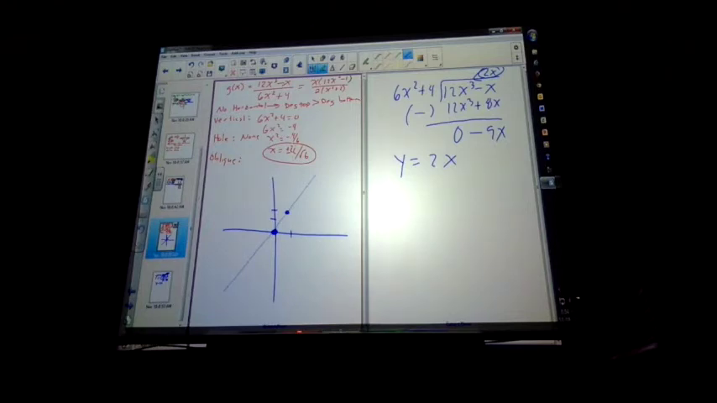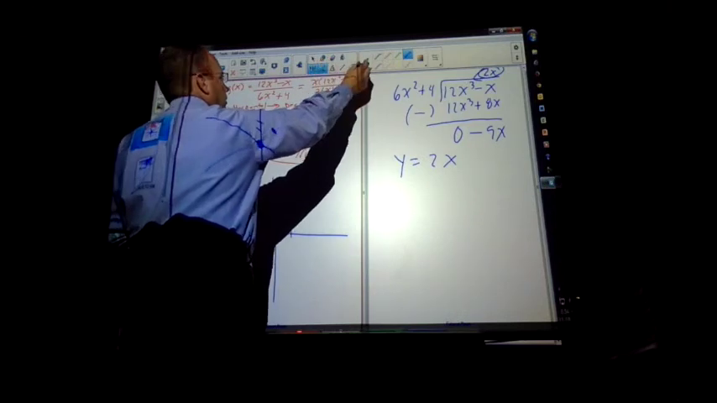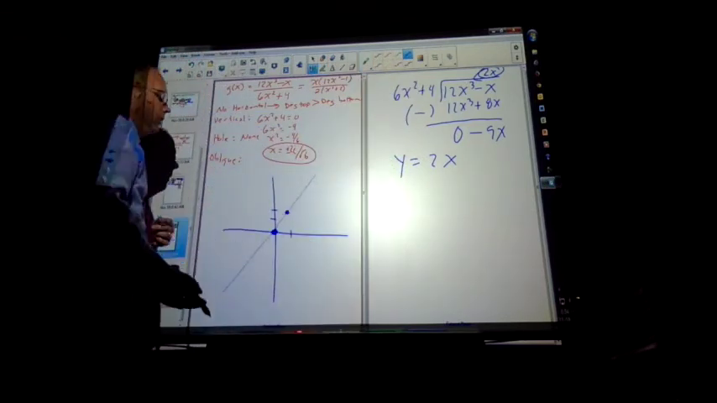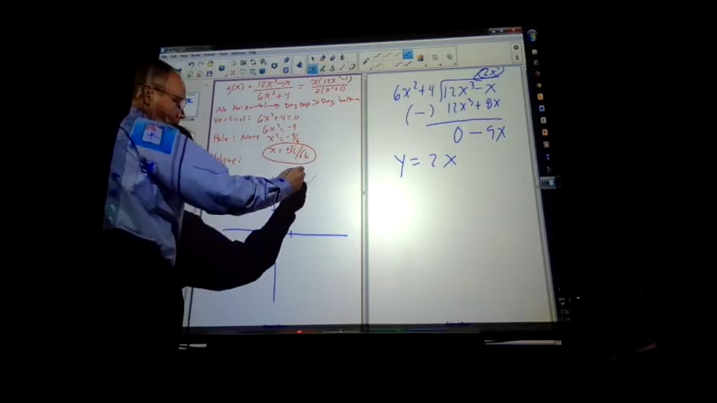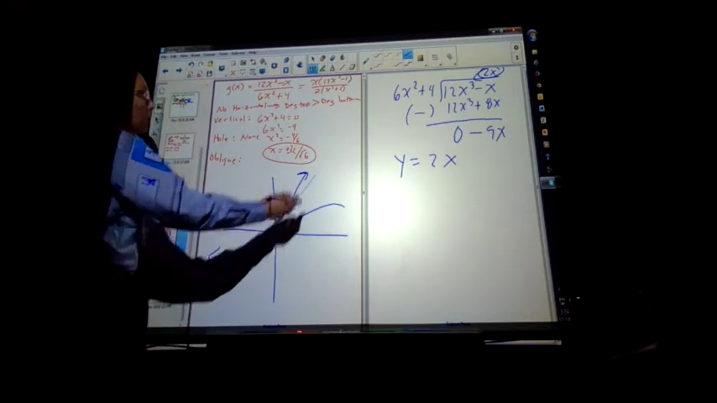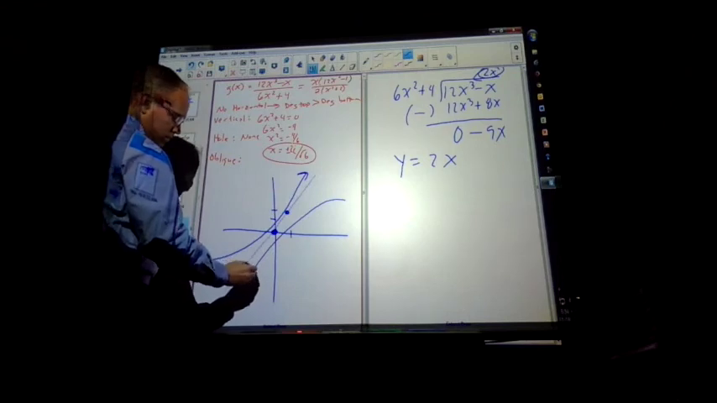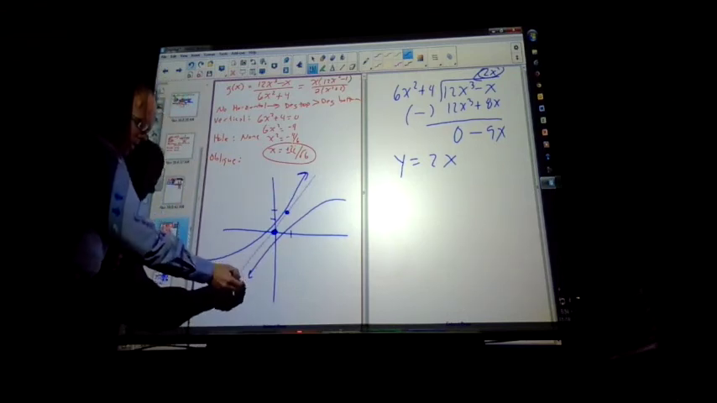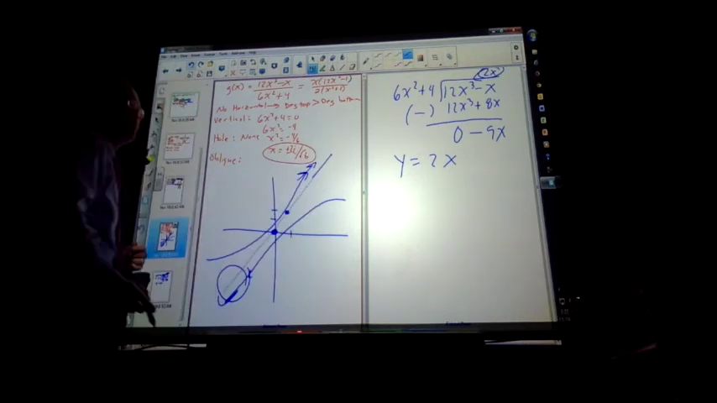Any idea what this graph is going to look like? I mean, that's a tough thing if you don't have a calculator. But I'd say this is probably going to be some weird graph that probably looks something like this. It doesn't cross over. Something like that, where the ends are approaching the end behavior. I'd say that's going to be the graph.